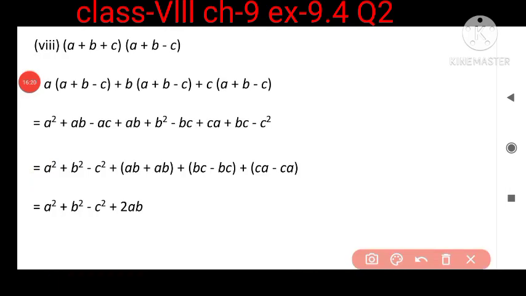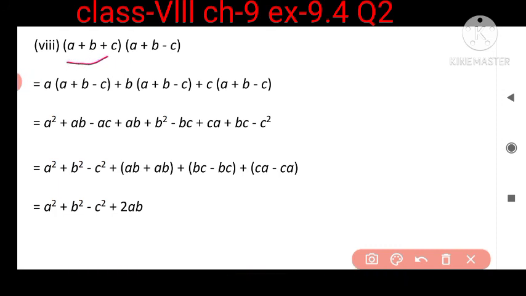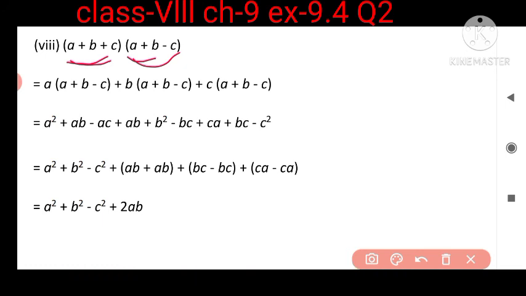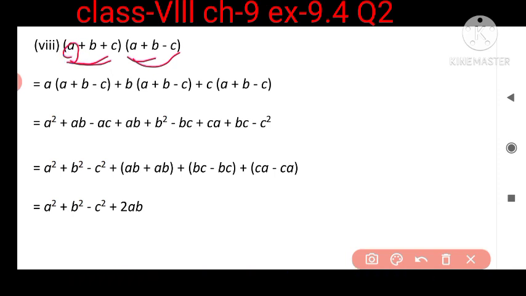Now I will explain the last question of this exercise. So this is given what? A plus B plus C is multiplied with A plus B minus C. So this is also trinomial. Trinomial means trinomial multiply with trinomial. So same you have to use, which you have used for binomial and binomial. Here trinomial also same. So from each term you have to multiply the second expression, isn't it?